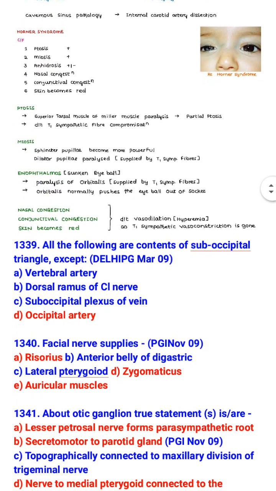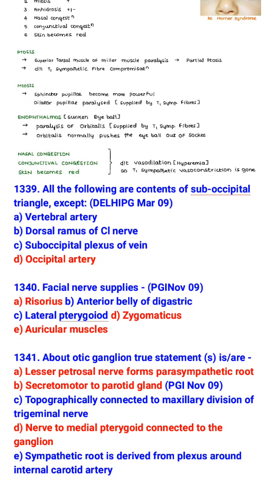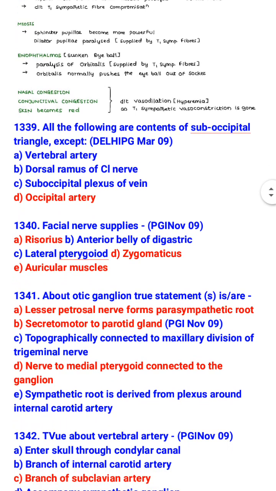All of the following are contents of suboccipital triangle except occipital artery. So the contents of suboccipital triangle are vertebral artery, dorsal ramus of C1 nerve, and suboccipital plexus of veins. Facial nerve supplies risorius, zygomaticus, and auricular muscles.